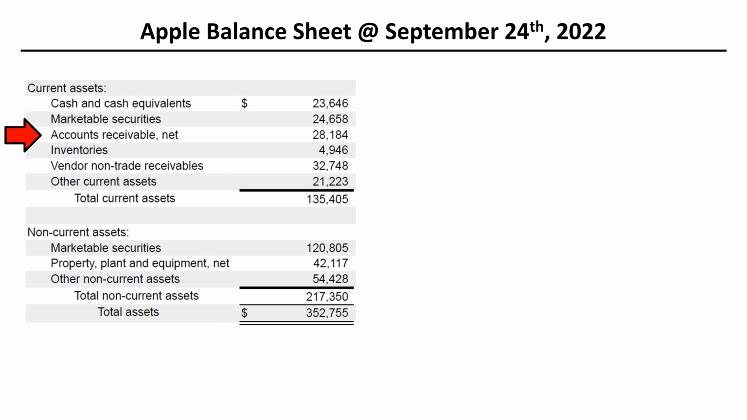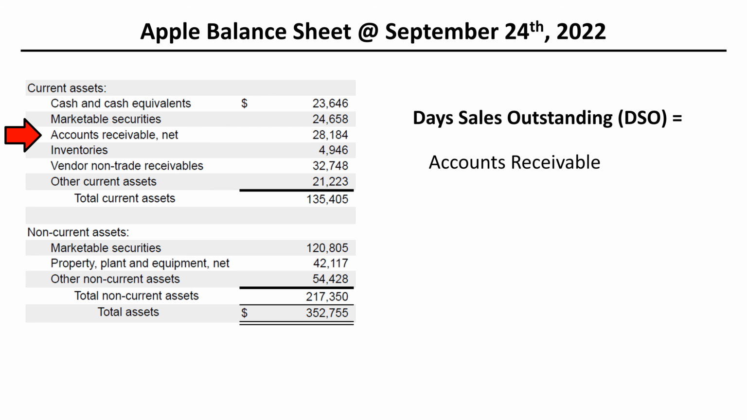Let's go back up the list of assets as we skipped a few line items. Accounts receivable of $28.2 billion. Invoices sent to clients that have not been paid yet. What's the first financial metric that jumps to mind when talking about receivables? Day sales outstanding, or DSO. On average, how many days does it take for customers to pay the invoices sent by the company?